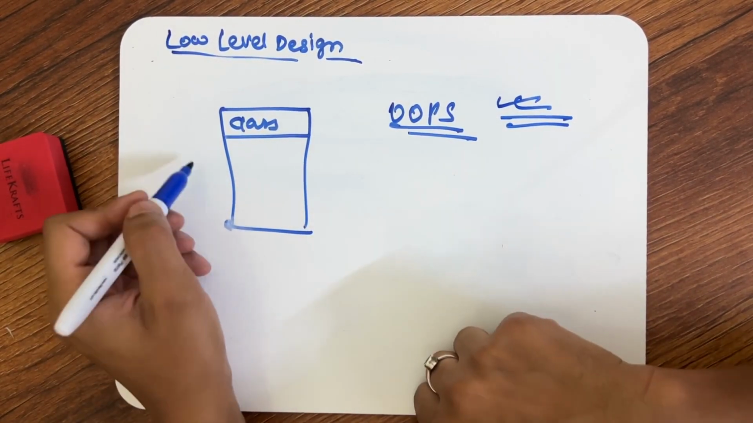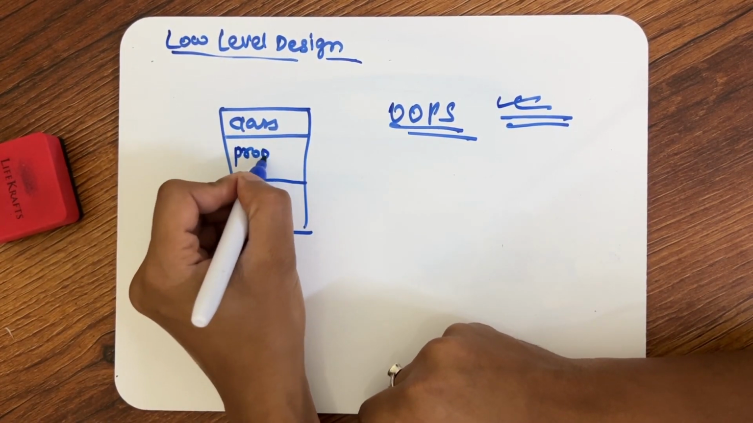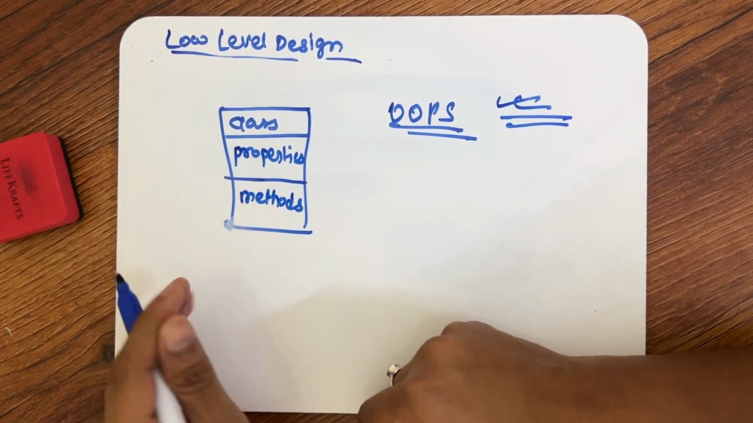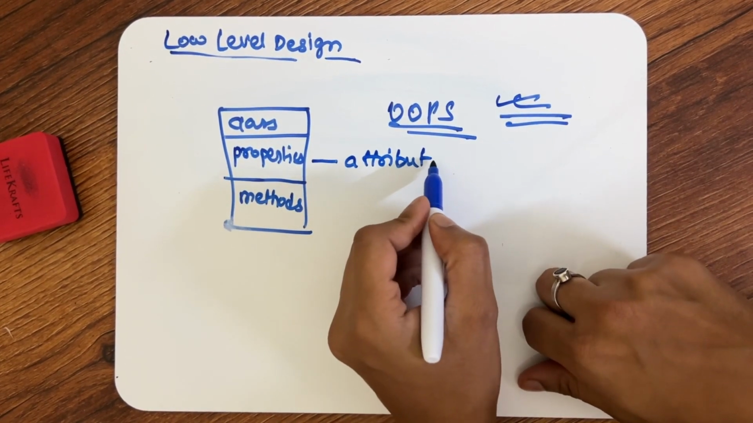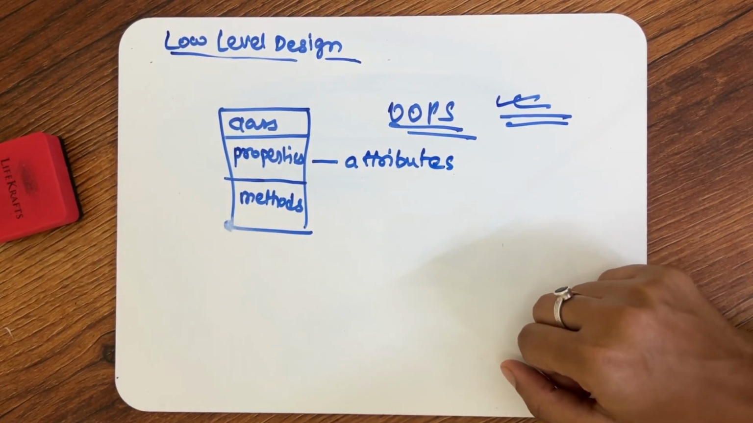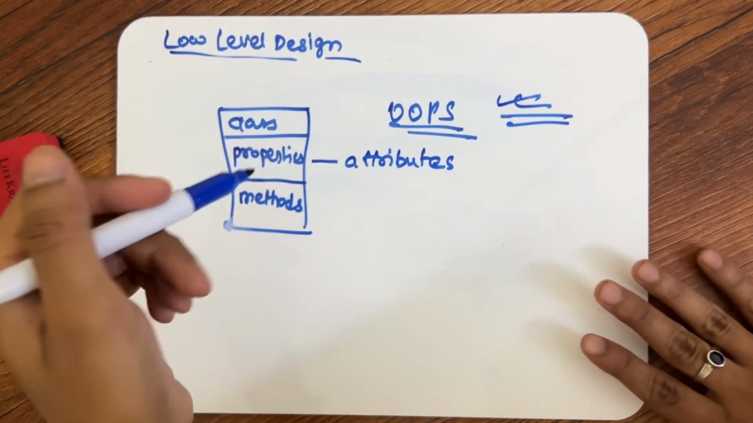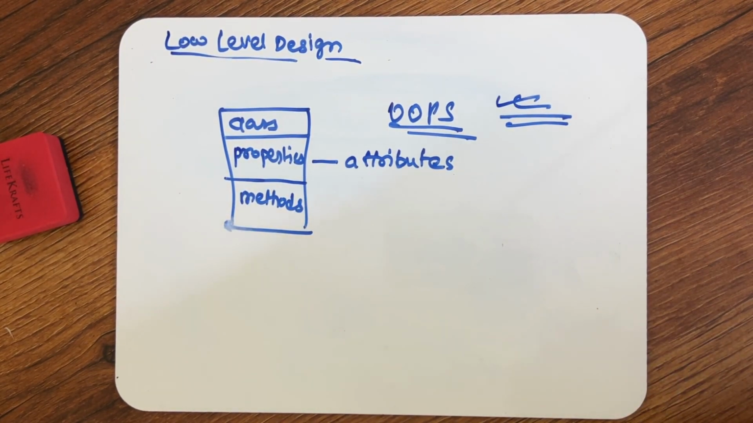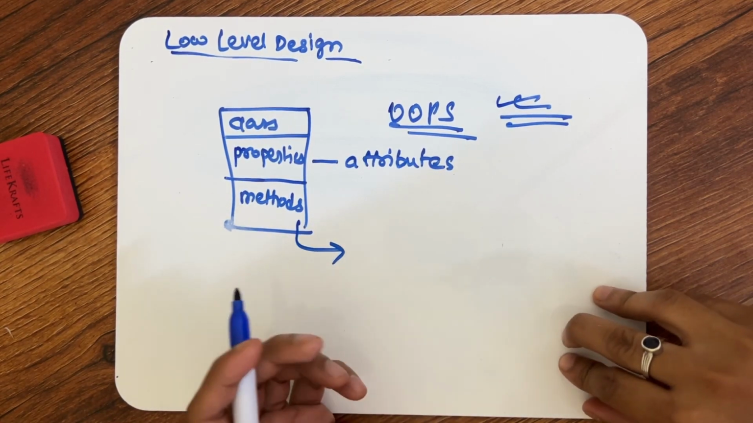Each class basically has two components. The first I can call properties and the second I can call methods. Properties are basically attributes. Some people call them attributes, I call them properties, and some people can call them by some other name as well. Properties basically define a class, and methods are some functionality associated with those properties.